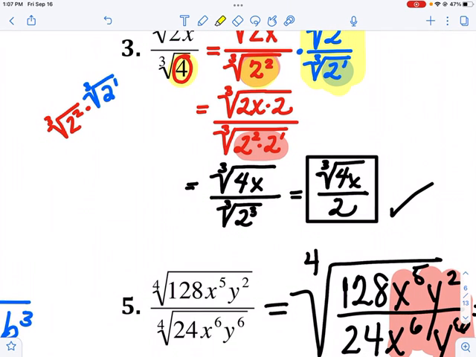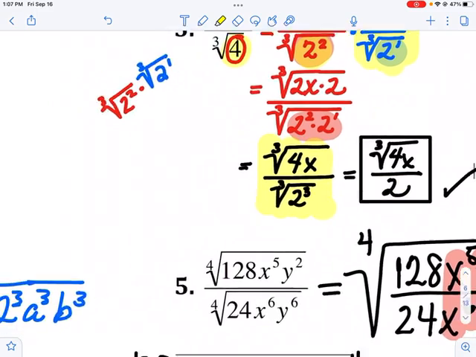So when we get down here to this step, we've got the cube root of 4x over the cube root of 2 to the third, thereby allowing us to extract a 2. And we end up with our final answer, the cube root of 4x over 2. And then we have a couple more examples here.